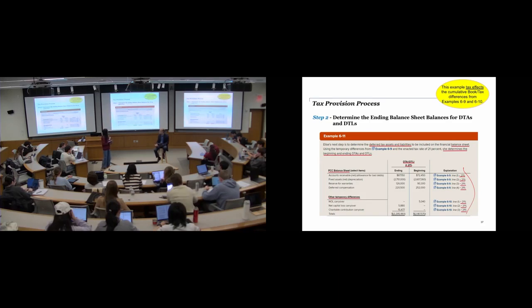And then, my question: I was wondering, so you add them all together at the end, it says those are the ending DTA and DTLs, which one's which? Yeah, so the way she's doing it, I think the DTLs are positive numbers and the DTAs are negative numbers.